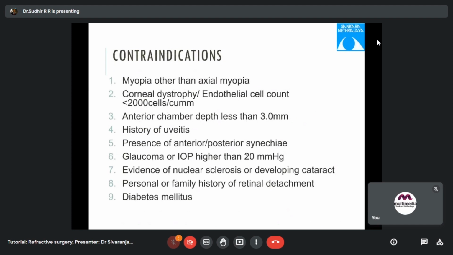Just go back. So the most important thing is, what is the most important parameter you look at when you are planning for phakic IOLs? So anterior chamber depth. Okay, if your anterior chamber depth is not good, what will happen? So you'll have synechiae formation in the periphery, and you are close to the endothelium. So there can be damage to the endothelium and all that. Okay. So 3 mm is the minimum cutoff.